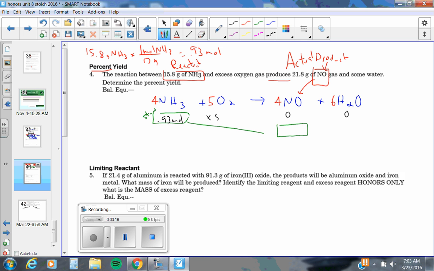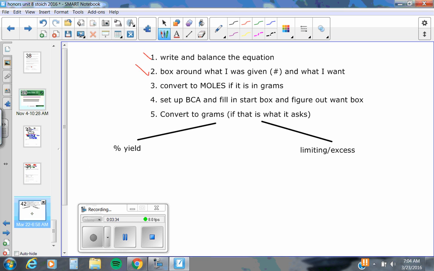Well, check the mole ratio. If 4 makes 4, well then 0.93 should make, I could do the math over here, 0.93 times 4 over 4, but that's simply 0.93 moles. That's nitrogen monoxide. Check my convert to moles. Set up the BCA. Now I just got to convert back to grams.